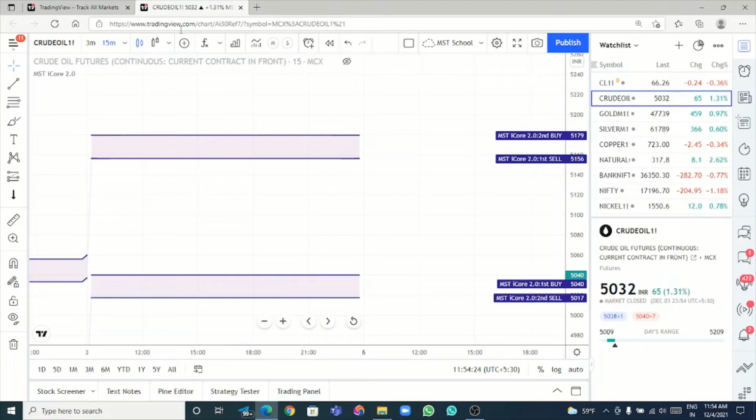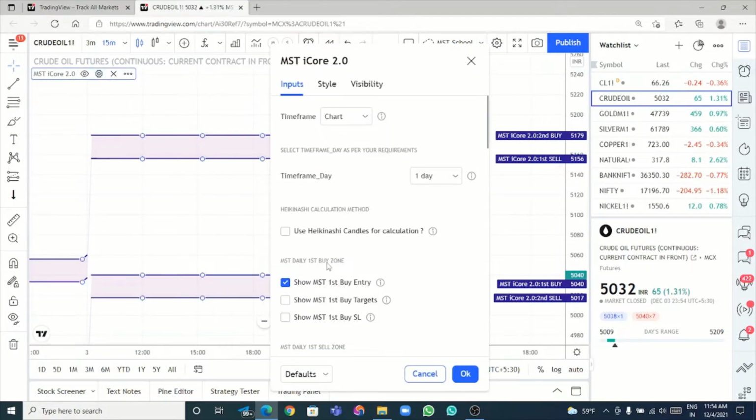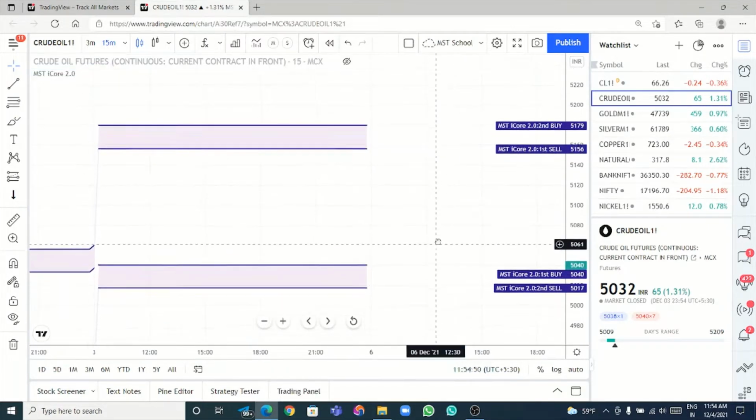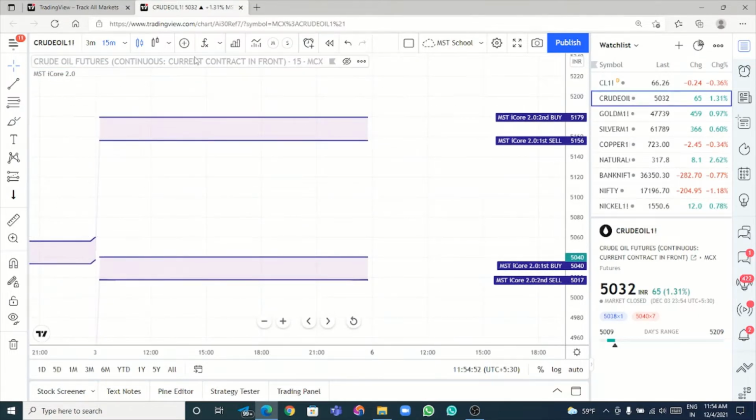Okay, welcome back to our topic. So now, select any script whichever you want to trade. We mostly trade in crude oil, bank nifty and natural gas, sometimes nickel. In the morning once the market has opened, keep the default settings. See here, I am going to select reset settings. Reset settings. Next one, enable the candles.